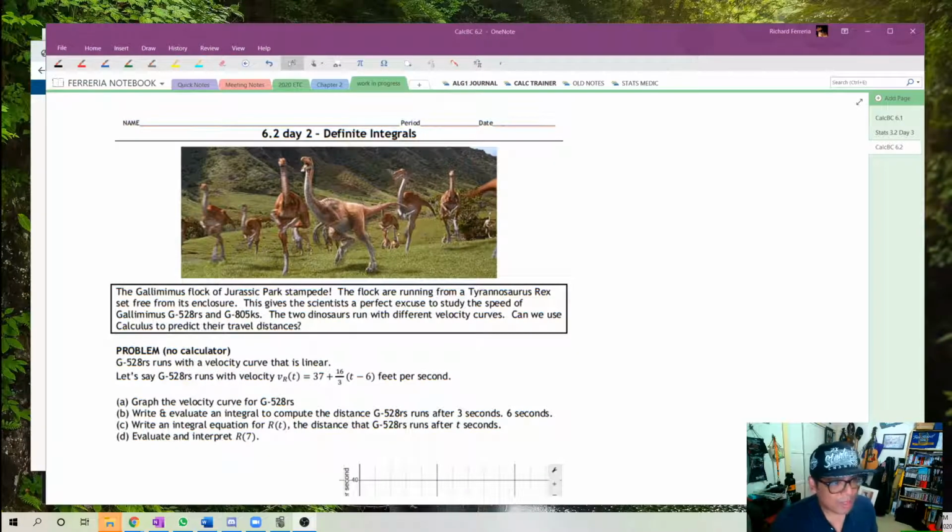So we have a Gallimimus flock stampeding. The flocks are running from a Tyrannosaurus rex set free from its enclosure. This gives the scientists a perfect excuse to study the speeds of Gallimimus G528RS and G805KS. The two dinosaurs run with very different velocity curves, so can we use calculus to predict their travel distances? So, part 1.